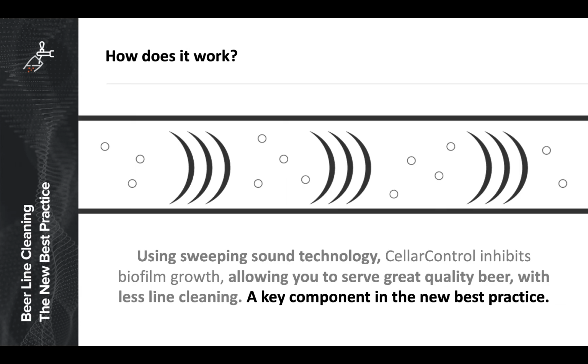And how does CellarControl work? CellarControl uses sweeping sound technology. It's a proven way to inhibit biofilm growth, thereby reducing bacterial growth, allowing you to serve great quality beer with less line cleaning. Remember, biofilm growth acts as a glue for bacteria, yeast, and other nasties to grow and spread within your beer lines. By inhibiting this growth, you can extend your line cleaning cycle, and less growth means a better beer. CellarControl is a key component in the new best practice.